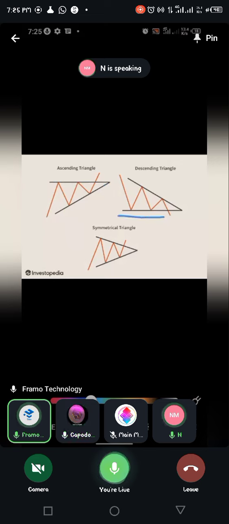Then when we come to the descending triangle, it is similar to the ascending triangle. Here we have the horizontal line below, then we have a declining line. That declining line is what makes us call the triangle a descending triangle. Here too it can either break down or break up like this.